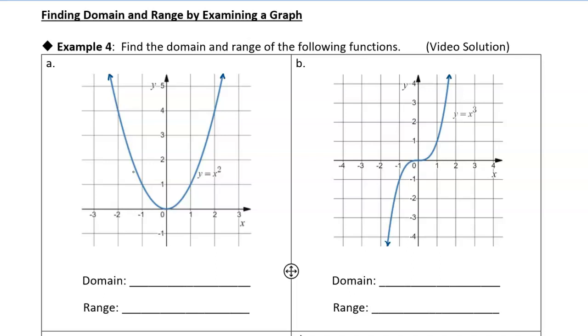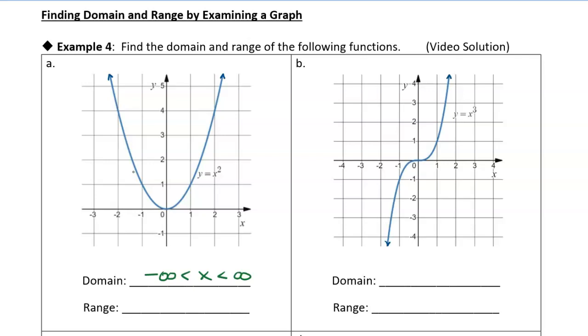So the domain is really all real numbers, or we can write the domain as negative infinity less than x less than infinity. This just means x is between positive and negative infinity. So any number for x is valid.